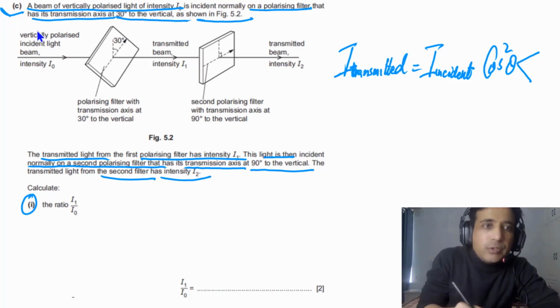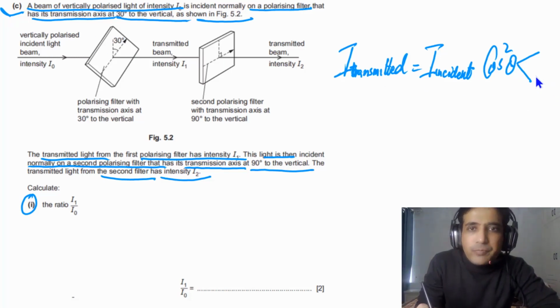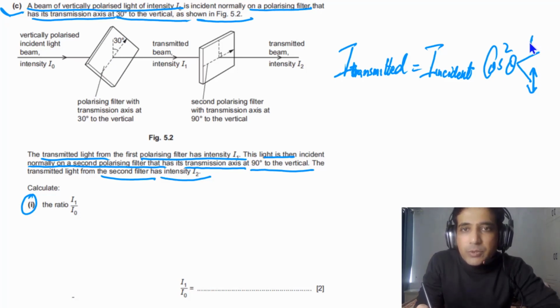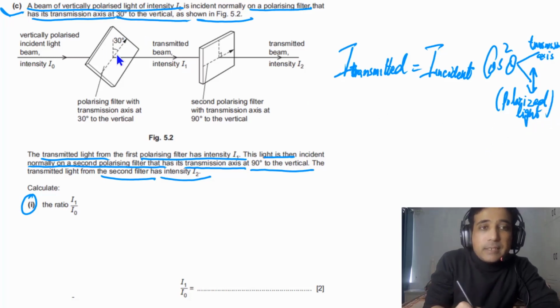So in this case, we have vertically polarized light, and the angle with vertical means the angle between the vertical and this polarizing filter's transmission axis. So this is the angle between the polarized light and the transmission axis, the angle between two transmission axes. And that angle in this case is given, that is equal to 30 degrees.